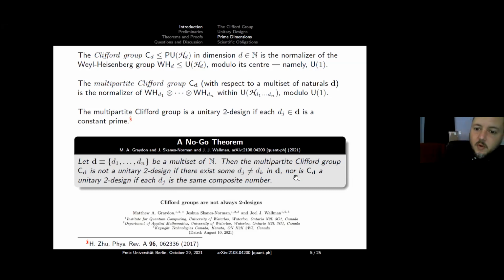And then moreover, nor is the multipartite Clifford group a unitary 2 design if that dimension is a constant composite number, so not a prime number. Okay, so that's the main result.